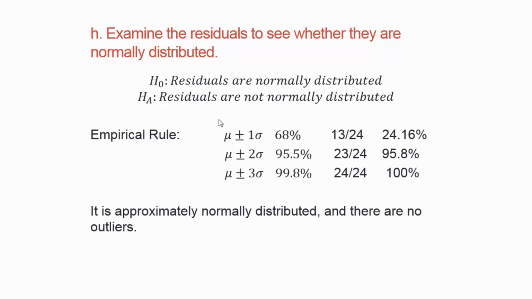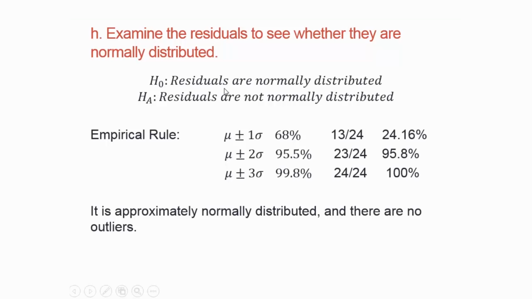Part H, examine the residuals to see whether they are normally distributed. The null hypothesis says the residuals are normally distributed. The alternative says the residuals are not normally distributed. So what I'm going to do is compare the empirical rule, which tells me what percent of the values are going to be within 1, 2, and 3 standard deviations of the mean, with the actual data that I have.